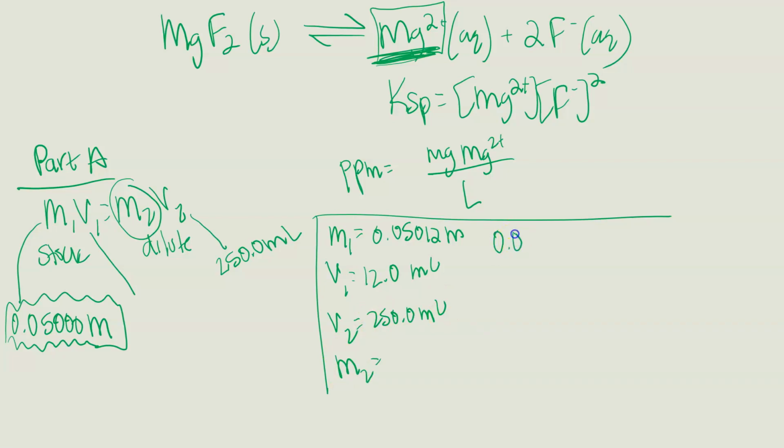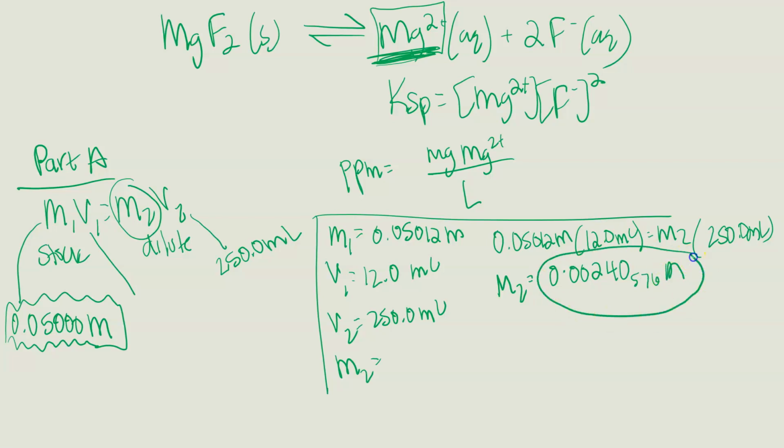So I'd put 0.05012 molarity times 12.0. We don't know M2 times 250.0. So M2 in this calculation, I got 0.00240576. I'm not rounding it. Okay, we'll say that that's my molarity. Okay, that would be my first column in molarity.